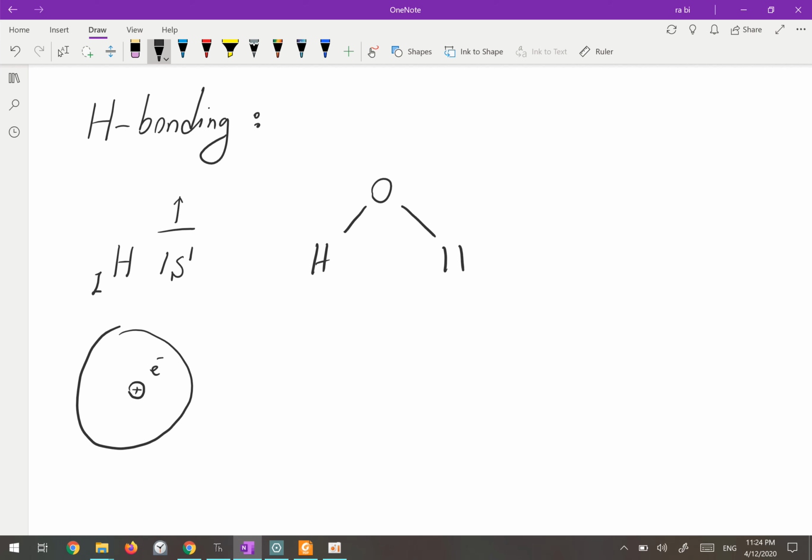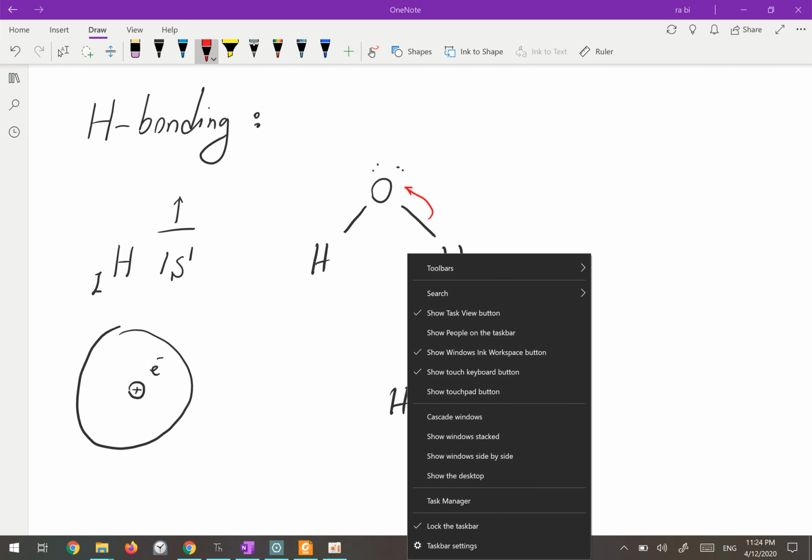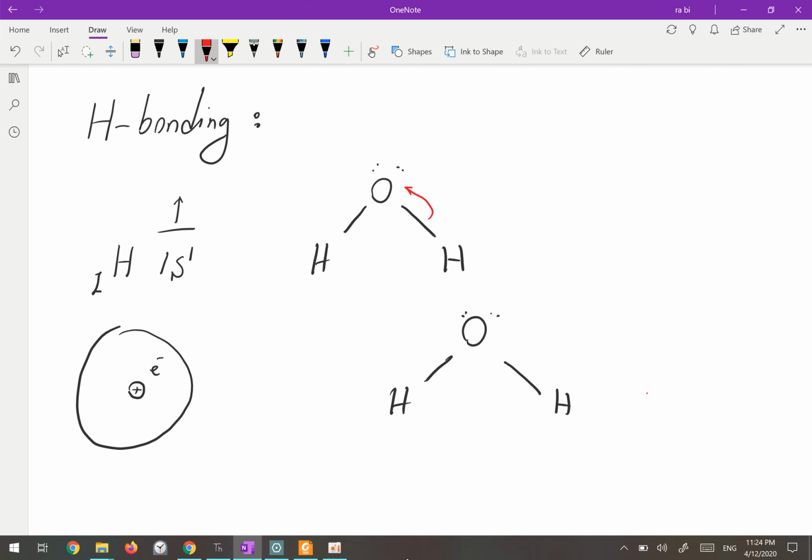Okay, this is the Lewis structure of the water molecule. Let me draw another water molecule here. When a hydrogen is connected to this electronegative atom, this shared electron pulls away from the hydrogen. One of the electrons comes from the hydrogen, another shared electron comes from the oxygen, but because the oxygen is much more electronegative than hydrogen, both of these electrons go away from hydrogen.